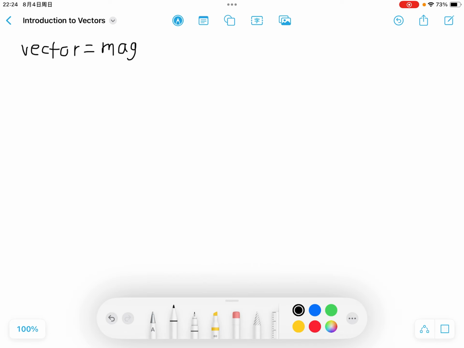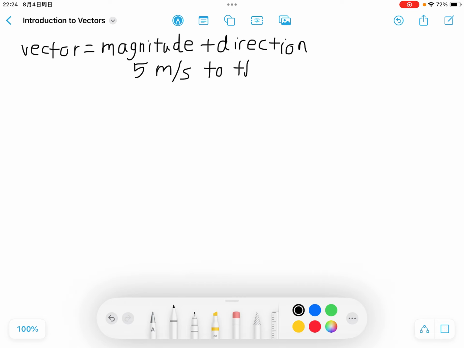Basically I have this value here, and the magnitude is my number. Is it 5? Is it 6? And direction, is it to the south, to the right, to the left, downwards? An example of this is 5 meters per second to the east. So my direction here is going to be to the east. My magnitude here is going to be 5 meters per second.